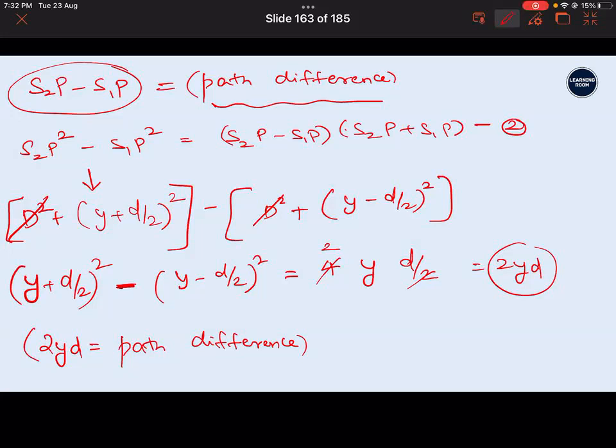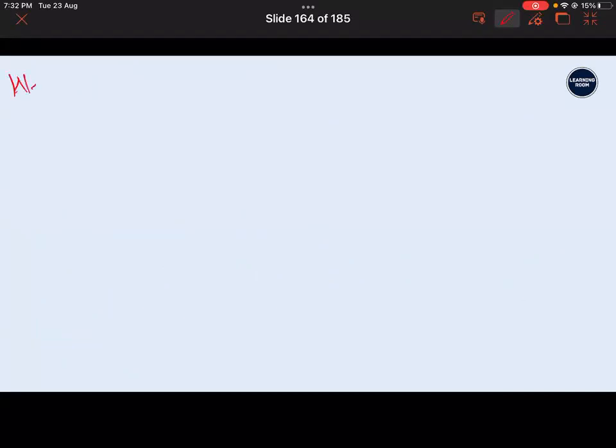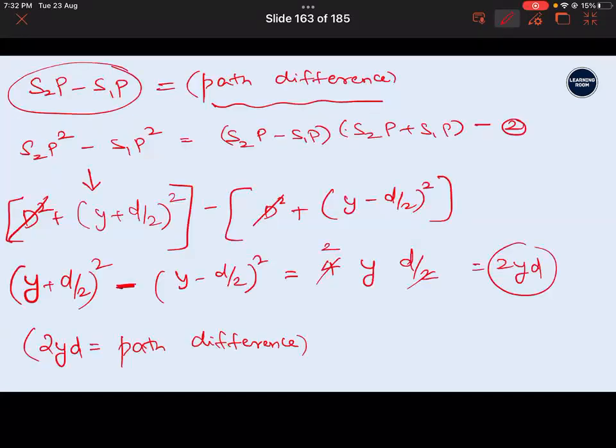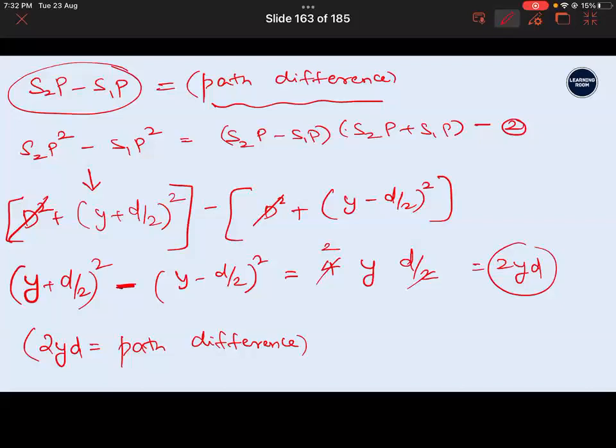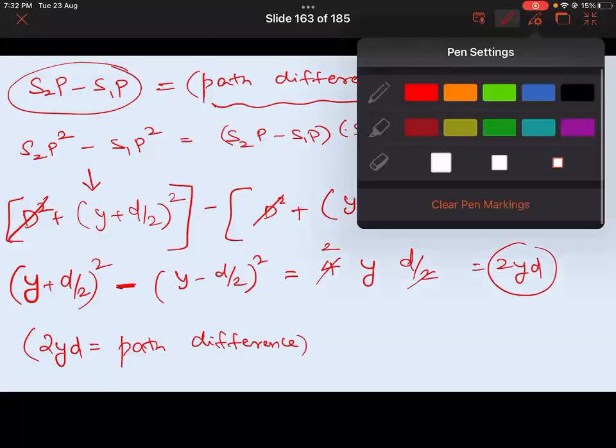Now see, we know that path difference is equal to n lambda for constructive interference. So what is the path difference? 2 times y into d should be equal to n lambda. Wait. What did I do? I'm really sorry. Wait.